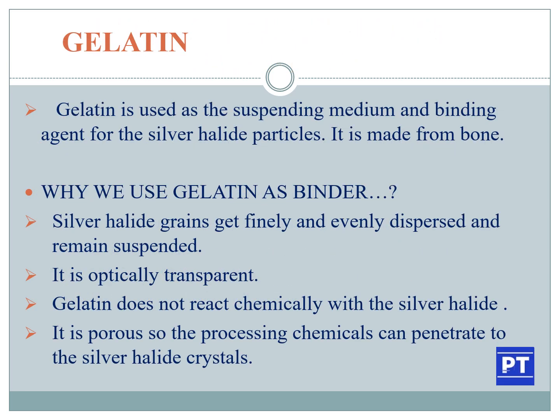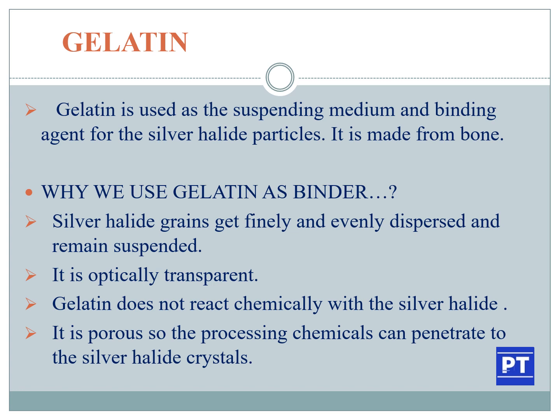Again, in the previous slide, I discussed that the emulsion layer is formed of silver halide along with gelatin. So, what is the purpose of gelatin? Gelatin is used as a suspending medium and binding agent for the silver halide particles. It is made from the hydrolysis of bone. Okay, that is the material used as gelatin.